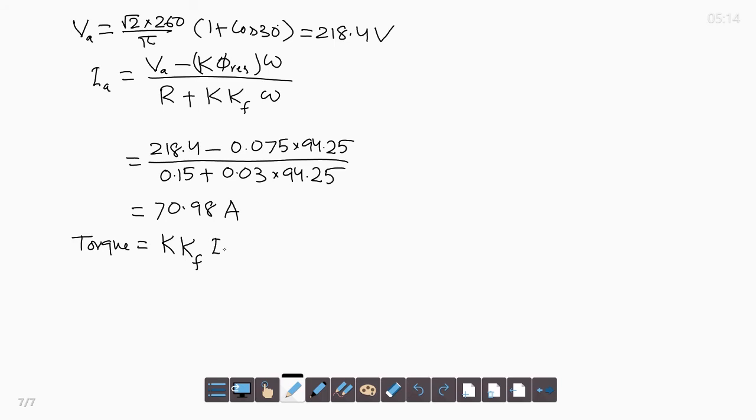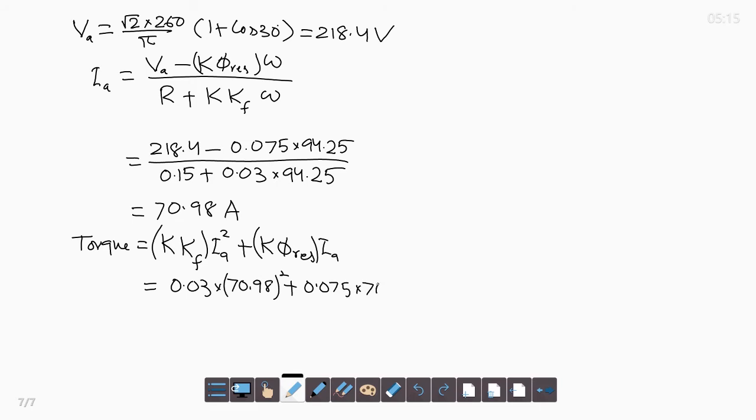So, torque is KF IA square plus K phi residual into IA. K phi residual is one constant, KF is one constant. So, KF is given 0.03. Now, IA is 70.98 its square plus K phi residual is 0.075 and 70.98 is IA. So, you compute it, torque is 156.1454 Newton meter.